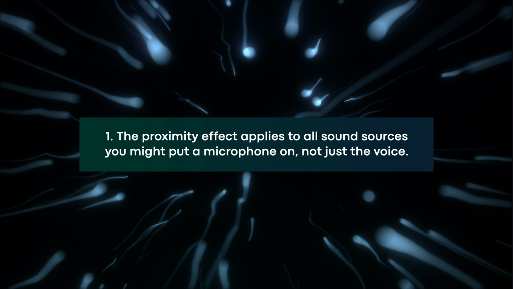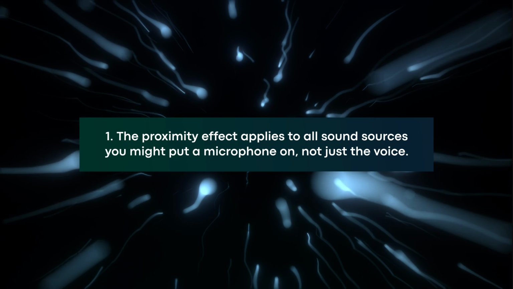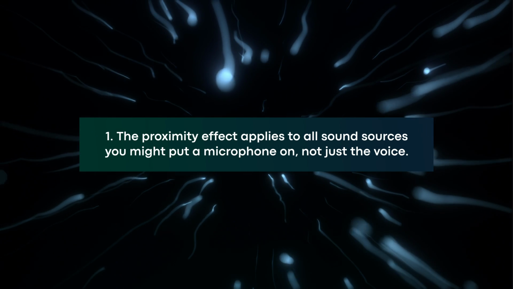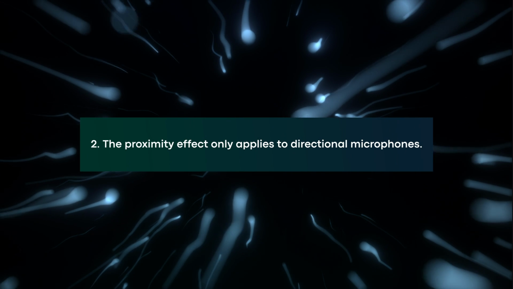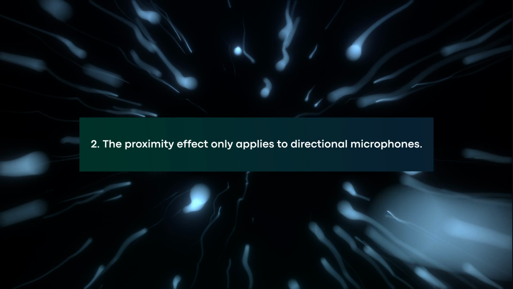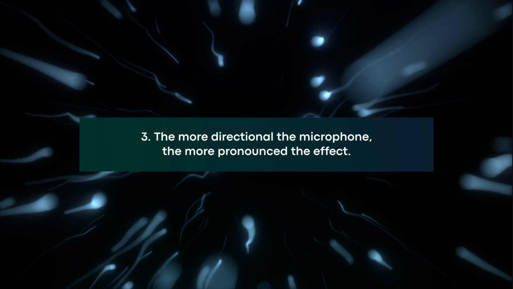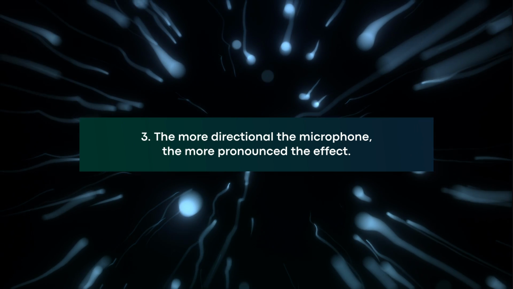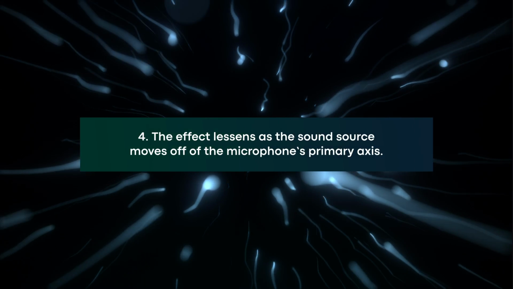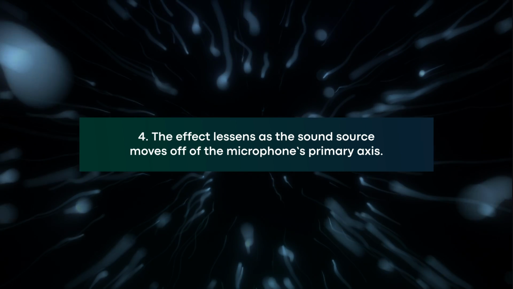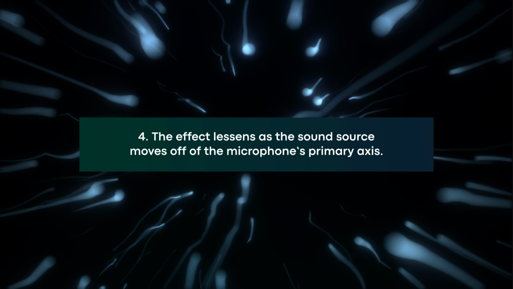If nothing else, be sure to take these points away with you. 1. The proximity effect applies to all sound sources you might put a microphone on, not just the voice. 2. Proximity effect only applies to directional microphones. 3. The more directional the mic, the more pronounced the effect. 4. The effect lessens as the sound source moves off of the microphone's primary axis.